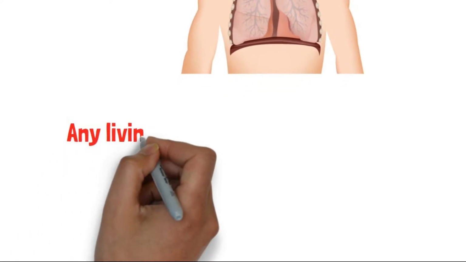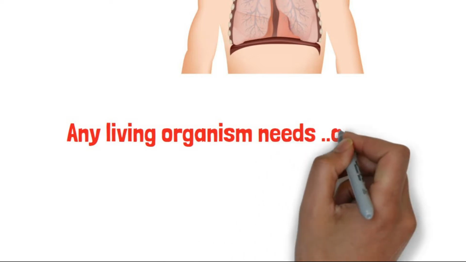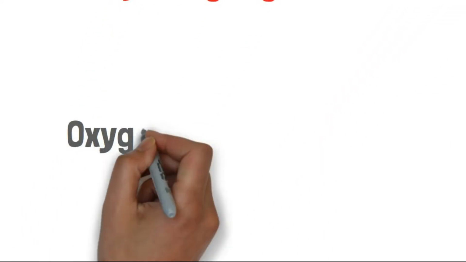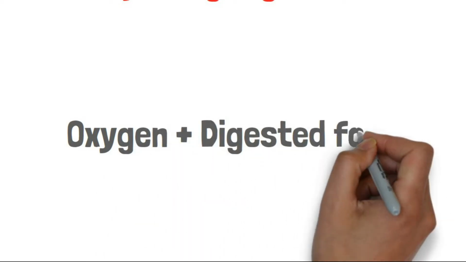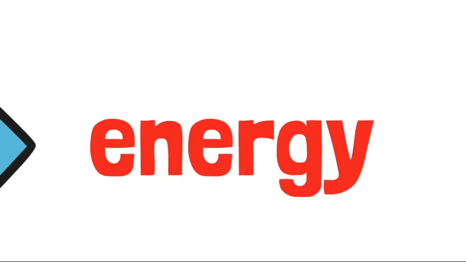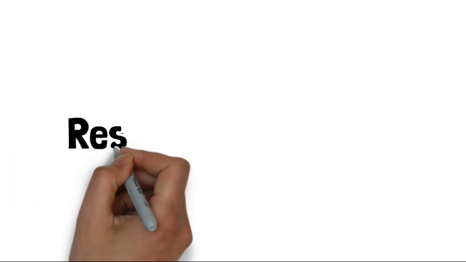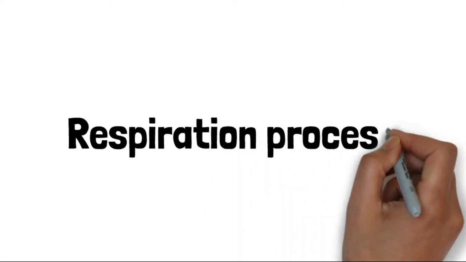Any living organism needs what? Any living organism needs oxygen. Living organisms need oxygen for what? When oxygen is mixed with digested food, the oxygen burns the digested food and gives our body energy. We can call that the respiration process.